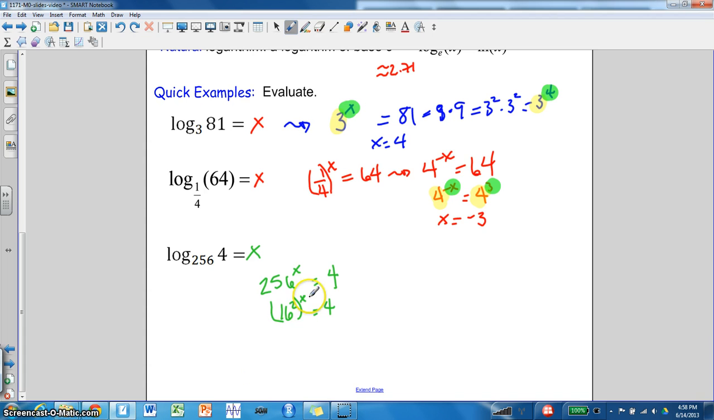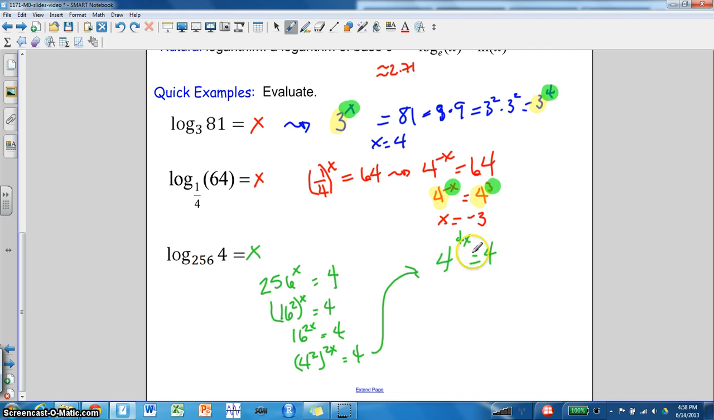Okay. And then I can use laws of exponents, multiply. But 16 is 4 squared. So 4 squared to the 2x is equal to 4. Okay, laws of exponents again, multiply the exponents together. 4 to the 4x is equal to 4.